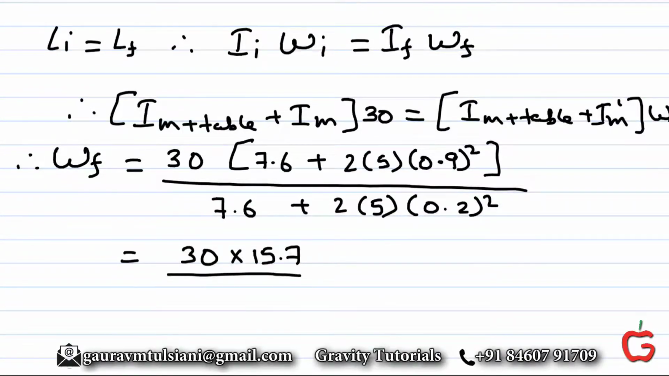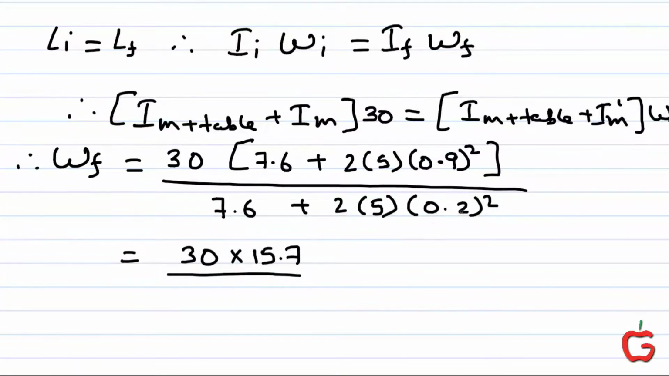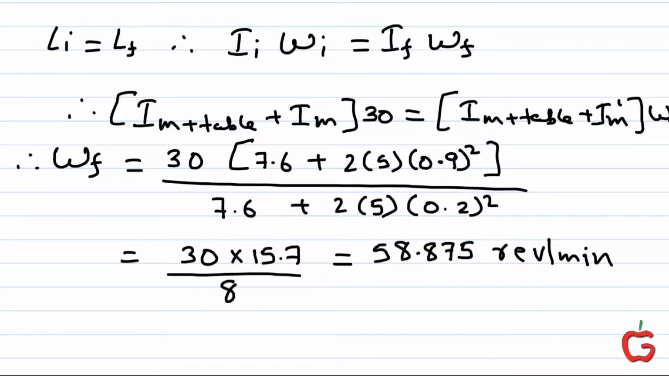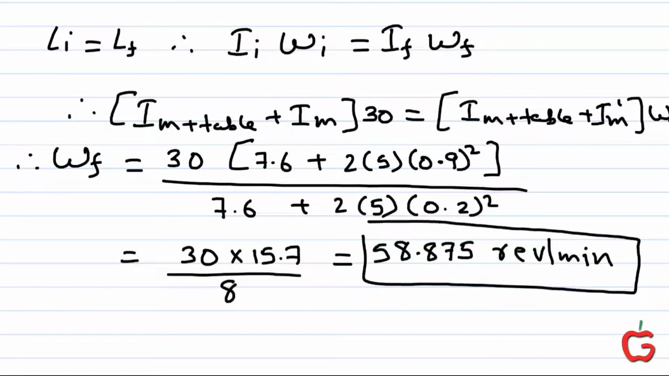In the denominator we have 7.6 plus 0.04 times 10, so that is 0.4, plus 7.6 gives us 8. So we calculate this. We multiply 30 by 15.7, divide that by 8, and we get 58.875 revolutions per minute. So this is the new angular velocity.